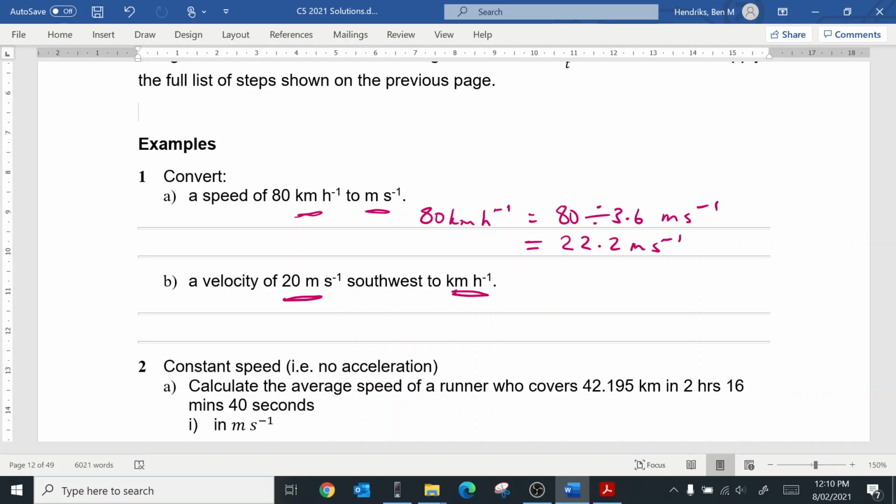Now a velocity of 20 meters per second to kilometers per hour. This time we need to multiply, so 20 meters per second is equal to 20 times 3.6 kilometers per hour, which is equal to 72 kilometers per hour. And you can check that with your calculator if you like.